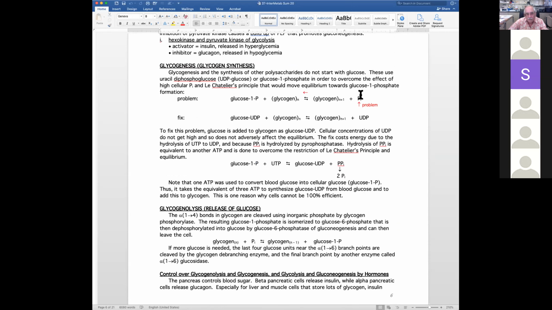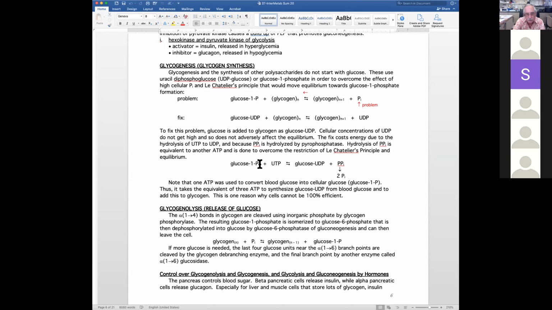I remember the first time as a student looking at this, and I was like, well, wait a minute, what is this? What the heck is UDP for? I didn't understand its role. It was never explained to me. I had to figure it out myself. But this is the reason why it's used. It costs energy to make a glucose UDP, but at least you're able to circumvent this problem right here. Otherwise, you wouldn't be able to make glycogen.